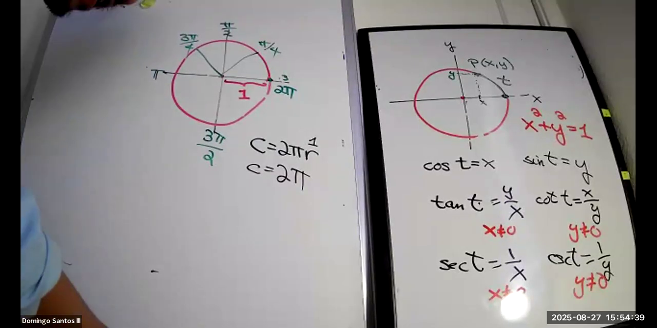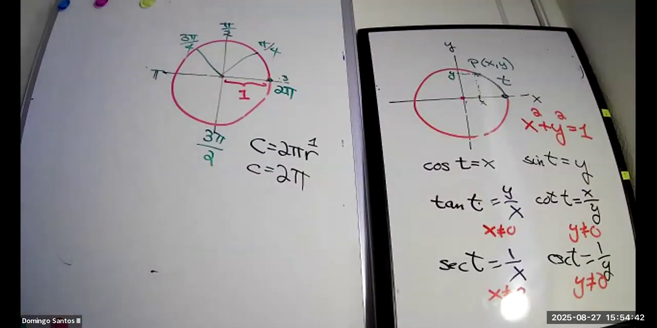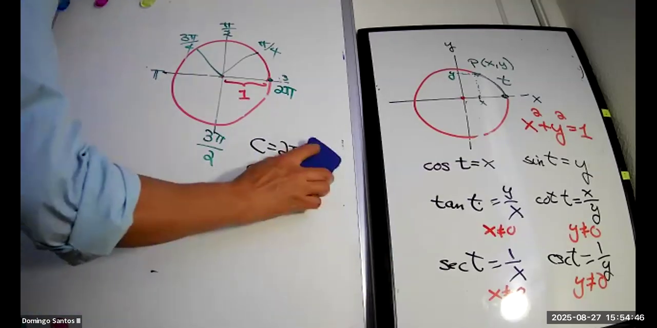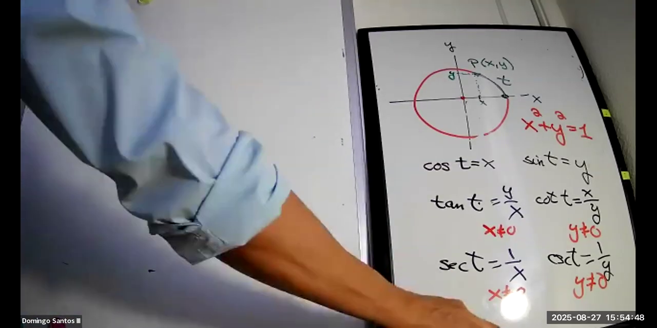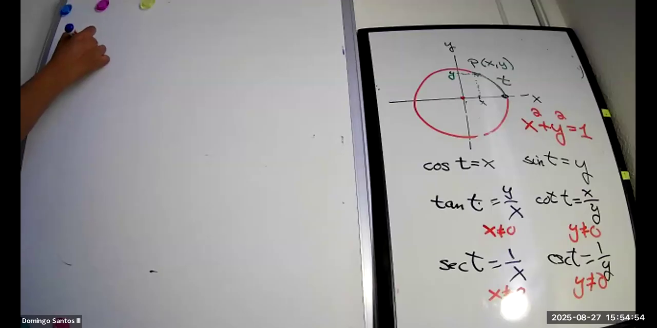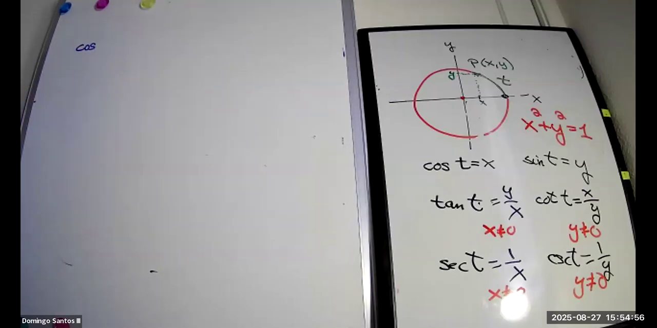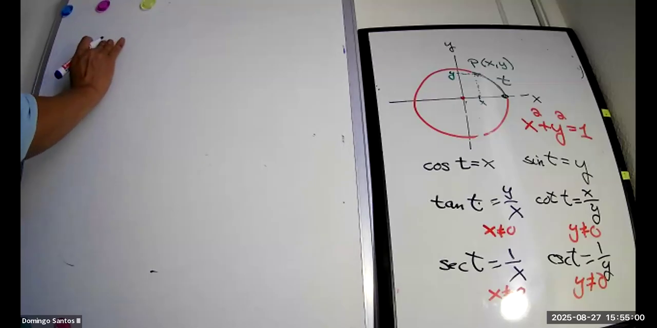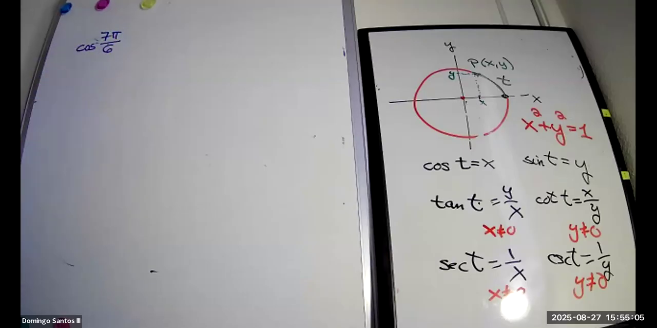Okay, let's have some fun. Try doing this, class, and Jawan, I'll get back to you. Let's get all the trig functions. What's the cosine of 7 pi over 6? Just do this, class, and then I'll get back to you, Jawan.